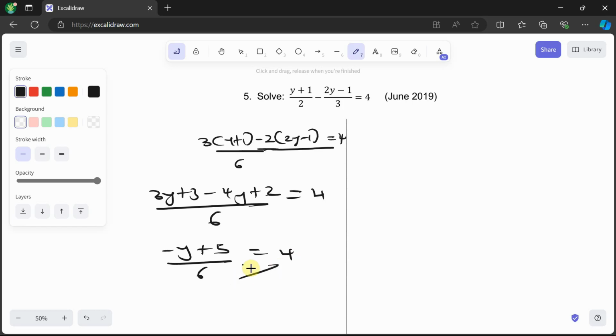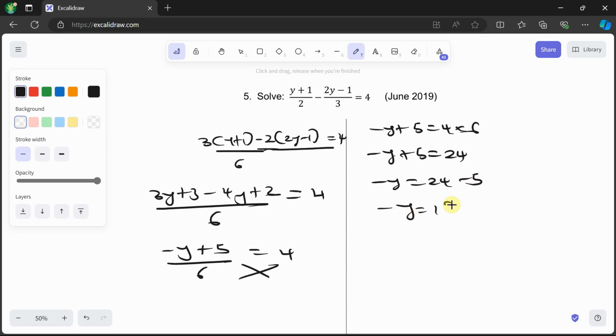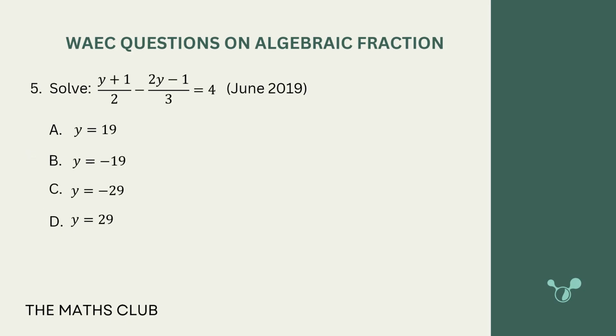Then we can cross multiply and say minus y plus 5 is equal to 4 times 6. Minus y plus 5 will be equal to 4 times 6, which is 24. So minus y will be equal to 24 minus 5. Minus y will be equal to 19. Then divide by minus 1, so our y will be equal to minus 19. This is our answer. That will be option B.